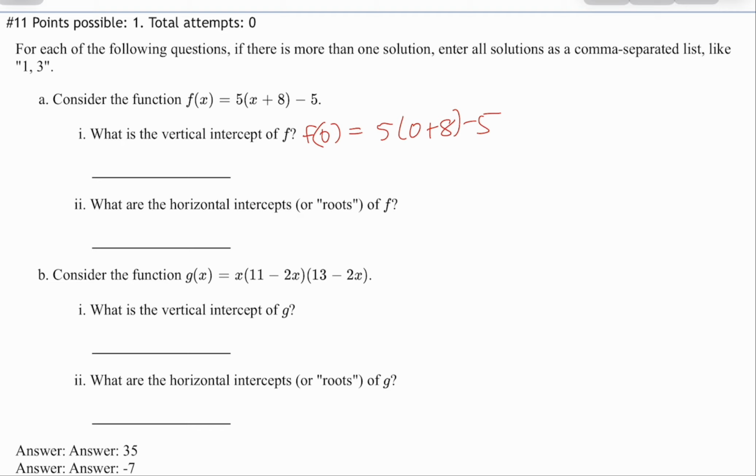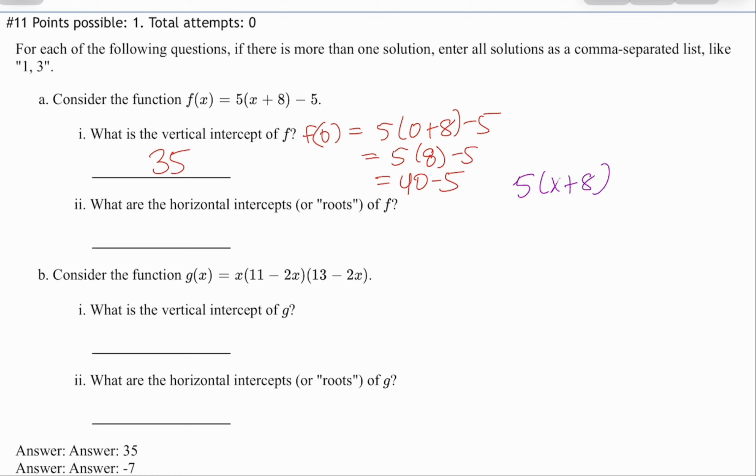Now, just follow order of operations. Don't make it harder than it has to be. That would be 5 times 8 minus 5, or 40 minus 5, or 35. Now, the horizontal intercept is usually harder mathematically. In this particular case, write out your function.